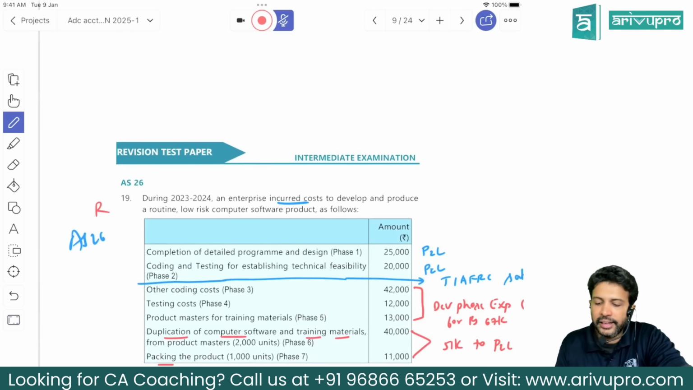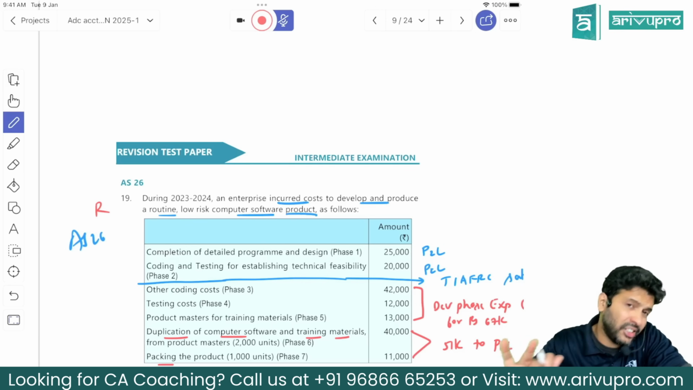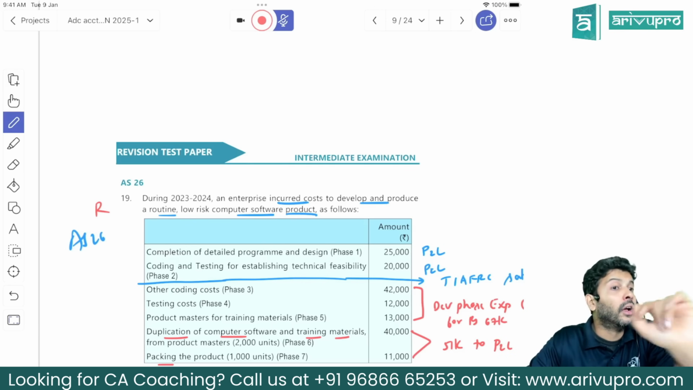During the year, the enterprise incurred cost to develop and produce a routine low risk computer software. Sir, are we purchasing software or are we developing? So it is what? Which concept?